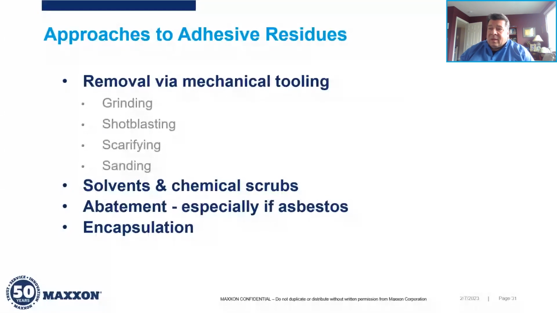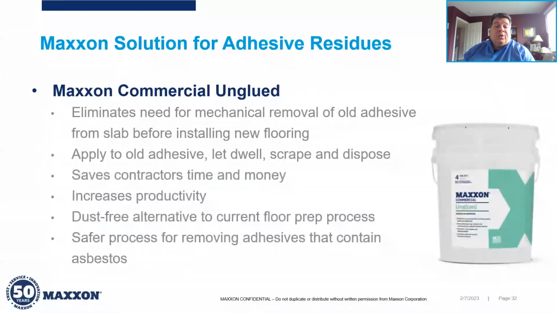That could be applying a patching compound. It could be dusting of the floor to break down the adhesive and wet scraping off some of the adhesive, but not all of it, and going over top with the new floor covering adhesive and/or floor covering, and that could cause issues if the two adhesives are not compatible with each other, which more often than not is the case. That's where Maxxon Commercial Unglued comes in.